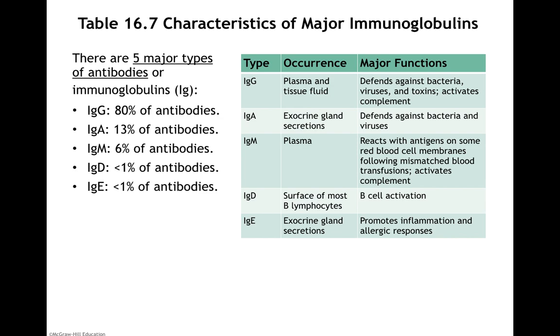IgD is involved in the development of B cells, to the best of my knowledge, unless it's changed since I left actively researching in the field. It's not something that's used for fighting pathogens, but it's used during the developmental process of B cells. IgE is also a secretory antibody. IgE gets a bad name because it tends to promote inflammation and especially allergic responses.